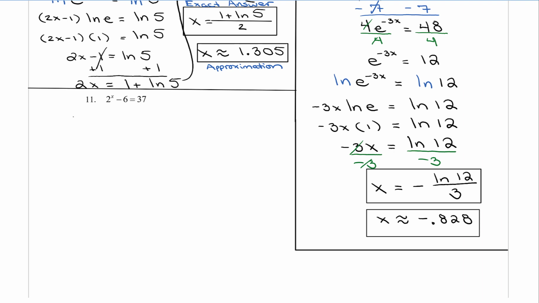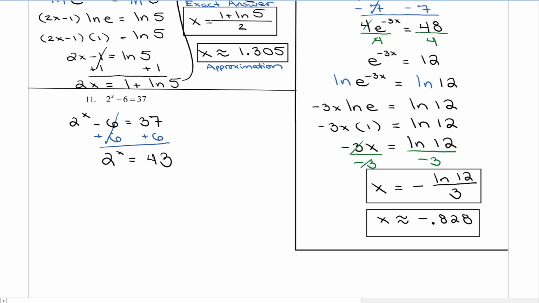Number 11 says 2 raised to the x power minus 6 equals 37. Let me rewrite the problem. 2 raised to the x and then minus 6 down in the base equals 37. I'm going to add 6 to both sides, and now here the 6's are going to zero out on the left-hand side, and we'll be left with 2 raised to the x equals 43. I'm going to take the natural log of both sides, so I'm going to have the natural log of 2 raised to the x equals the natural log of 43.